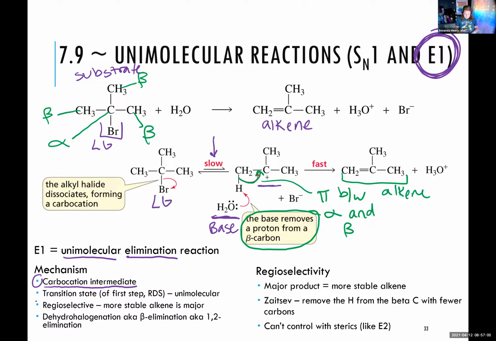Regioselectivity. So remember, regioselectivity is about location. You can kind of think of it as regions. Where is that double bond going to form? We know we're going from alpha to beta, and there's only one alpha location, but there are going to be multiple beta locations. The more stable alkene is going to be our major product. Do you remember how we rank alkene stability? How would we decide which alkene is more stable?